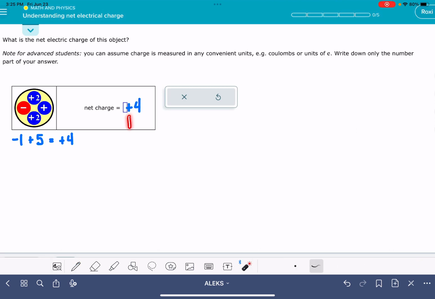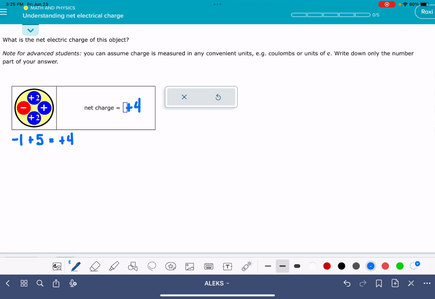We always, by convention, put the sign first and then the number second. Just as a side note, if you added up the net charge to be +1, you do need to write it as +1. The same is true for -1. If you add it up and it's -1, you need to include the 1. You can't just say positive or negative. ALEKS doesn't like that. It needs to be +1 or -1. So that's this version of the problem, pretty straightforward.